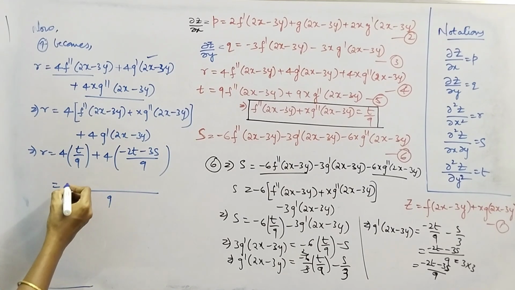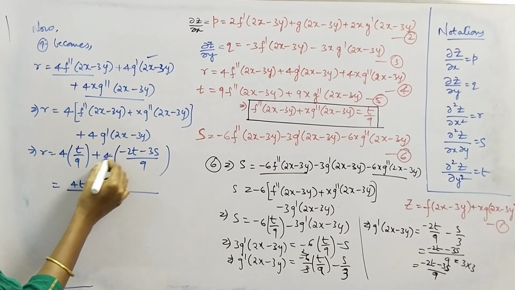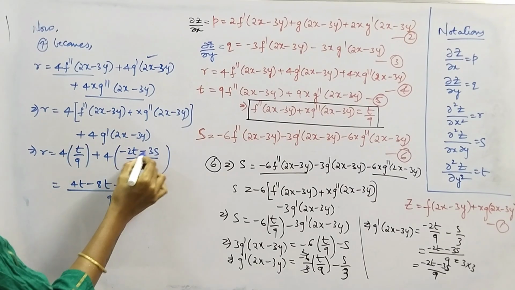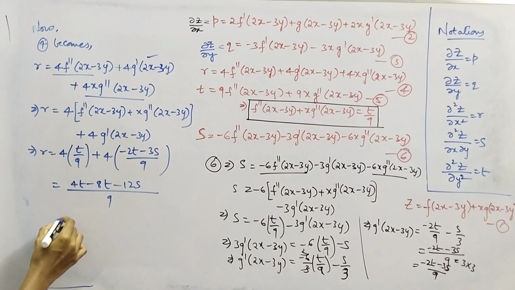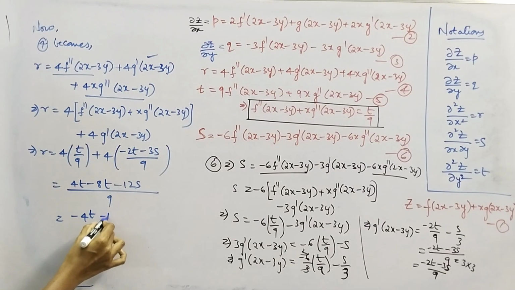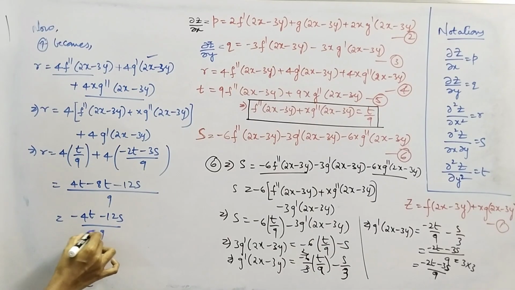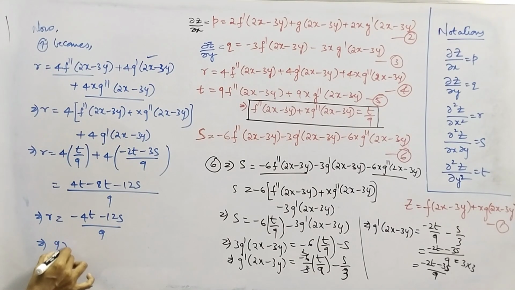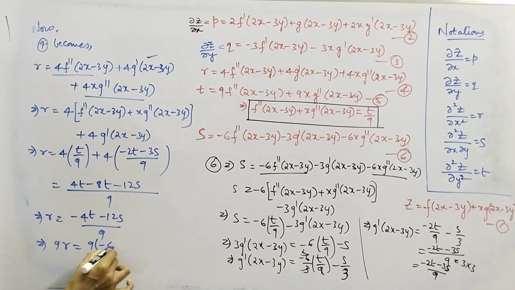9 will be the LCM, and in the numerator you'll get 4t minus 4 2s are 8t minus 4 3s are 12s. This gives us 4t minus 8t is minus 4t minus 12s by 9. Now multiply both sides of the equation with 9. You'll get 9r equal to 9 times 4t minus 12s by 9. We'll simply take this 9 to LHS, or you can just multiply both sides with 9, okay?